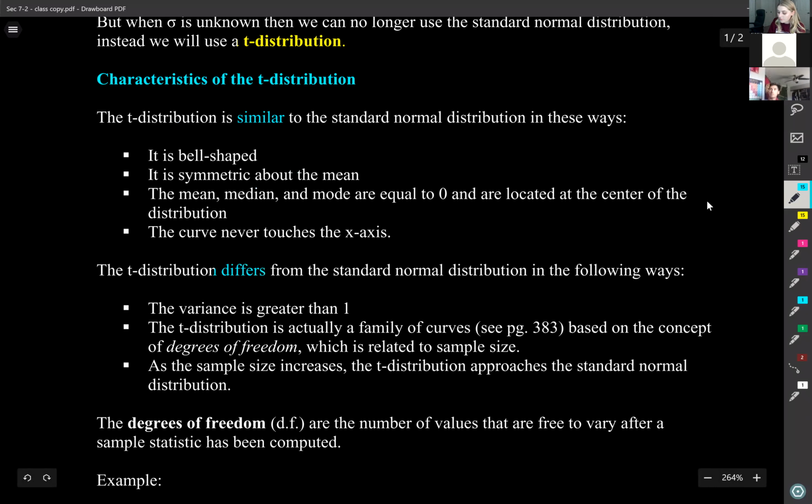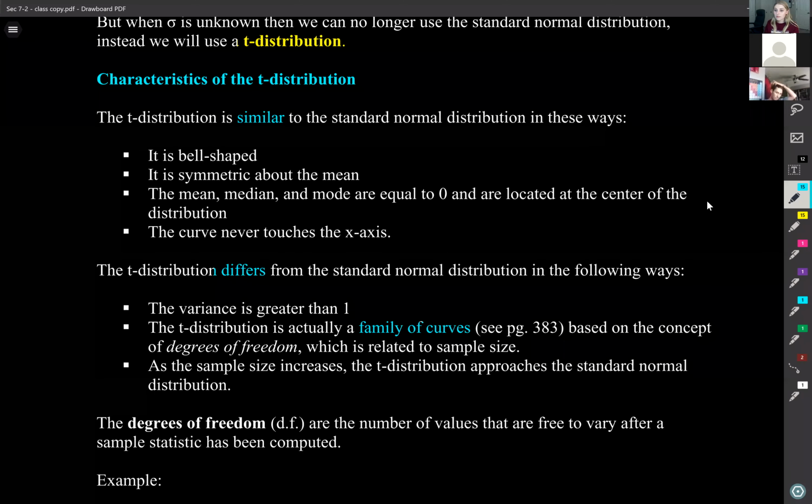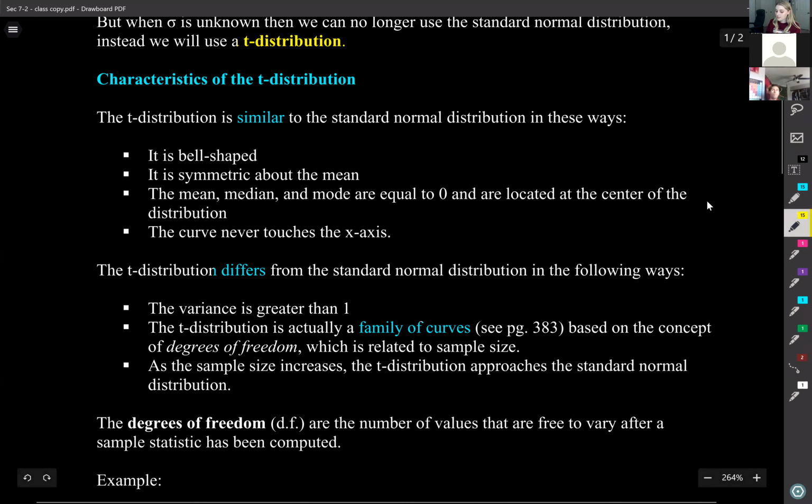But the way that it differs from the standard normal is that its variance is greater than 1. The standard normal always has a variance of 1, and this one's greater. The t distribution is actually a family of curves. With our standard normal distribution, we have that single bell curve, but the t distribution is a family of curves. See page 383, where you can see a picture of a bunch of them all on one graph. The family of curves is based on the concept of degrees of freedom, which we are going to introduce. We haven't defined that yet, so it's okay if that makes no sense right now.